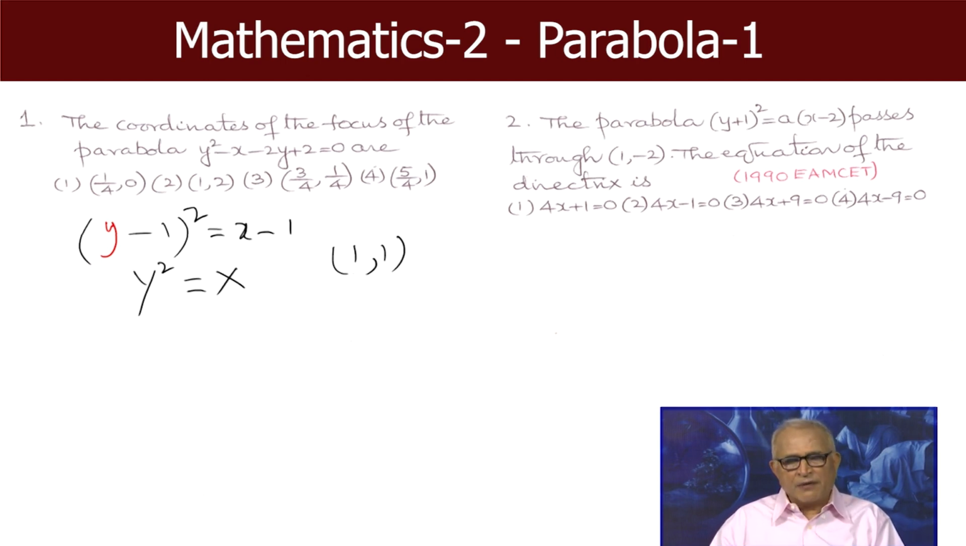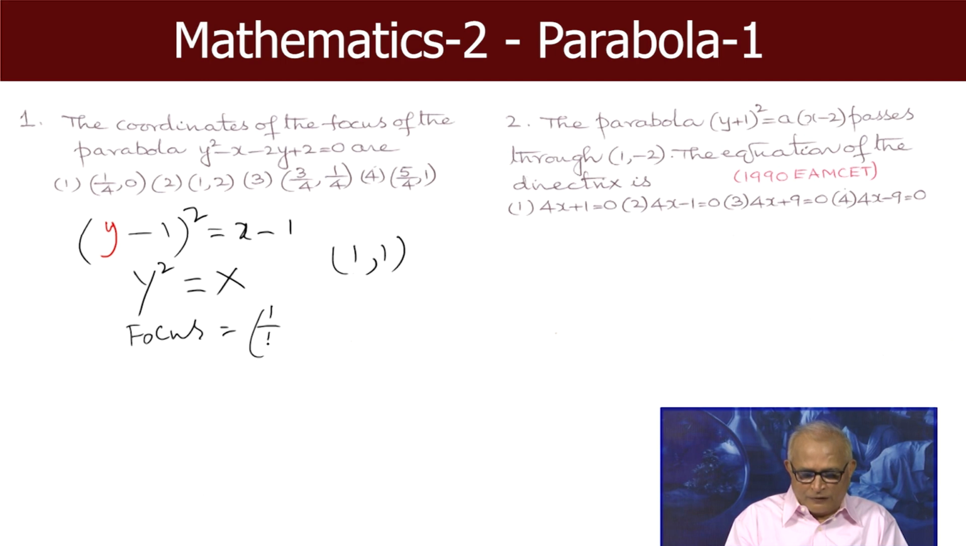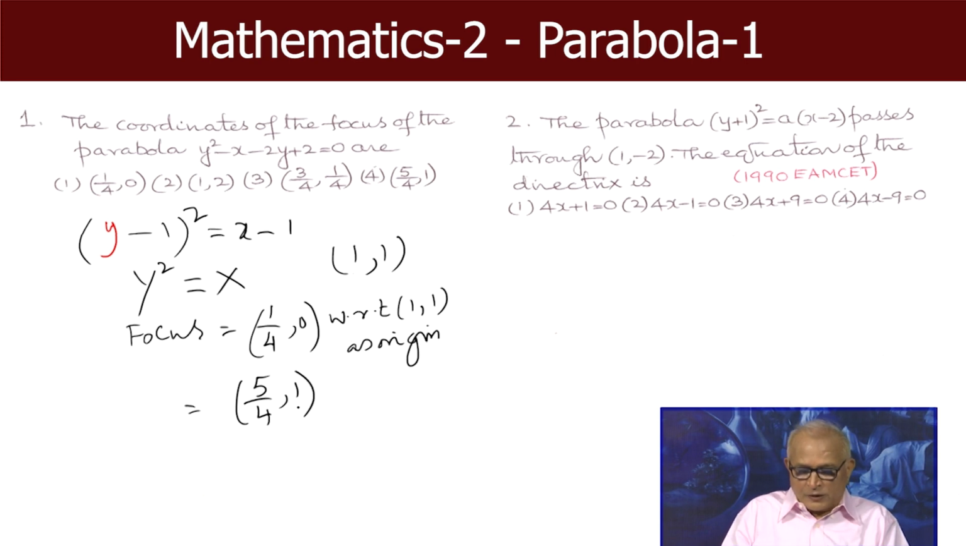So, for the parabola y square equal to 4ax, the focus is a, 0. Here a, 0 means 1 by 4, 0, as 4a is 1, with respect to 1, 1 as origin. Follow? So with respect to the given coordinates, you have to add these two: 5 by 4, 1. With respect to the given system of coordinates, 5 by 4, 1 is the answer.